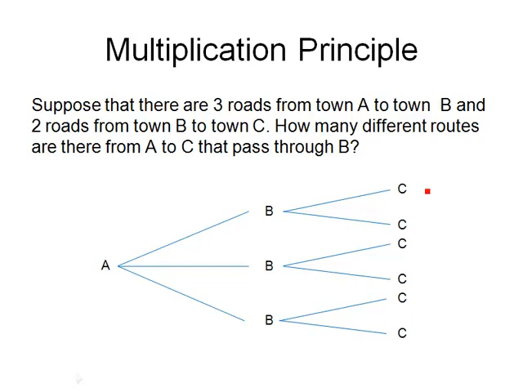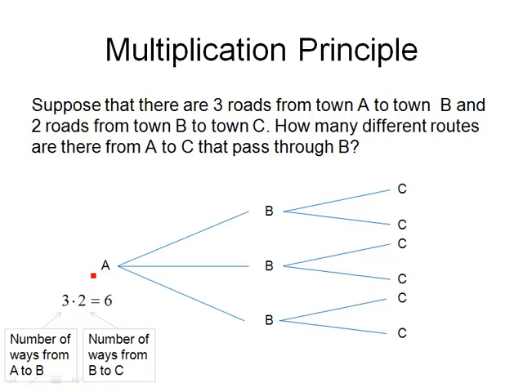What you'll notice is that there are 6 choices along the side here, and the way that happens is because we had 3 routes from A to B, 2 routes from B to C, so the total number of ways we could do this was 3 times 2, or 6.